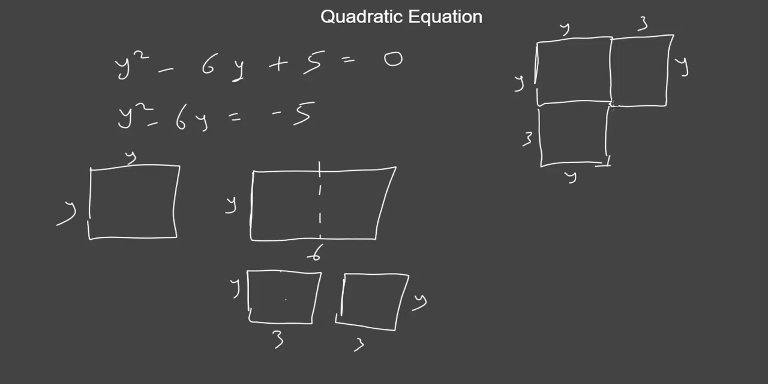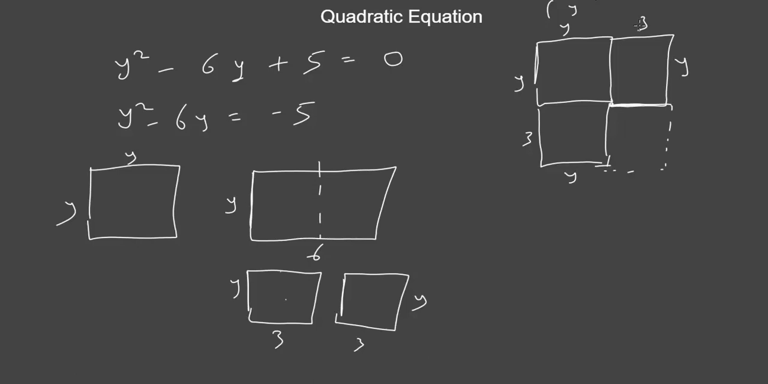So the question is, what do you need here? What is the extra box that you need to fill here to make this a perfect square? Note that we already have y and 3, right? We already have y and 3. But one thing you should note is this.